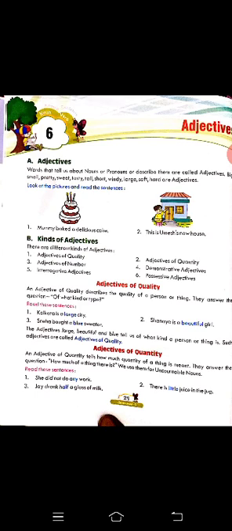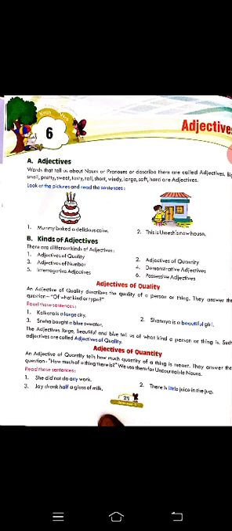Delicious cake, so it will become an adjective. And this is Umesh's new house. It tells more about the house. So Umesh is the noun and new is the adjective. So words that tell us about a noun or pronoun, or describe them, are called adjectives. There are six kinds of adjectives, dear students.